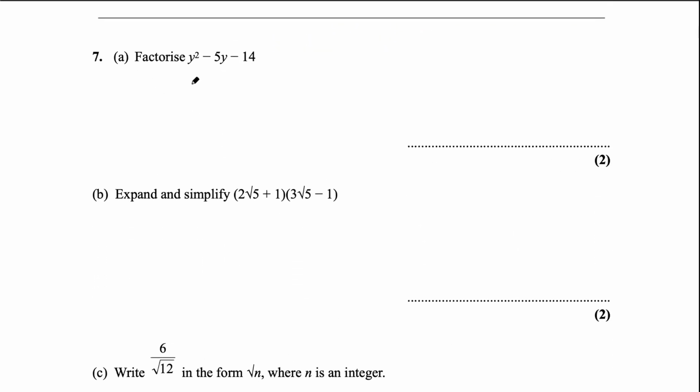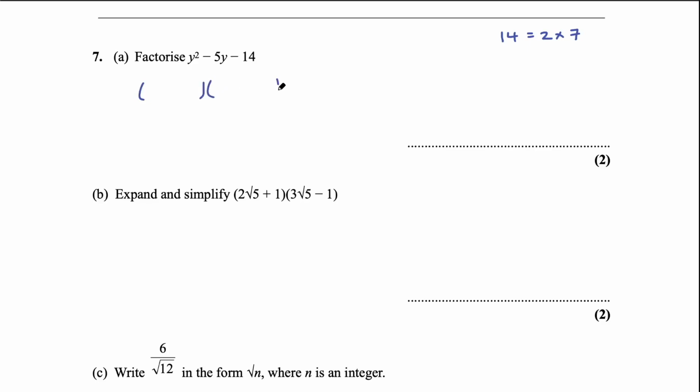Question 7 says factorize y² − 5y − 14. So for factorizing quadratics, I like to get to the point where you can do it all mentally. So there are methods where you do some working out on the page, but if you can get to the point where you can do it mostly in your head, then that's a good place to get to. If you're not at that point yet, that's fine. You can do things like write down the factors of 14 and then see if you can match them up to factorize this quadratic.